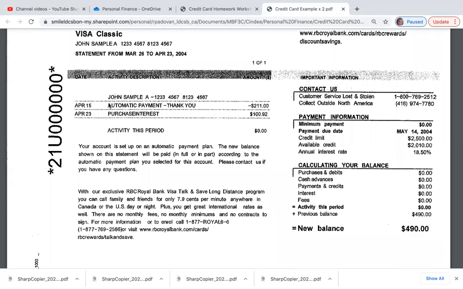So what happened was, April 15th, you made an automatic payment, whether it was at a bank machine or online, of $211. So you took that out of your bank account and paid your credit card off. And then April 23rd, you were charged purchase interest, which is just interest. So you were charged interest, see, of $100.92, money you're throwing out the window.